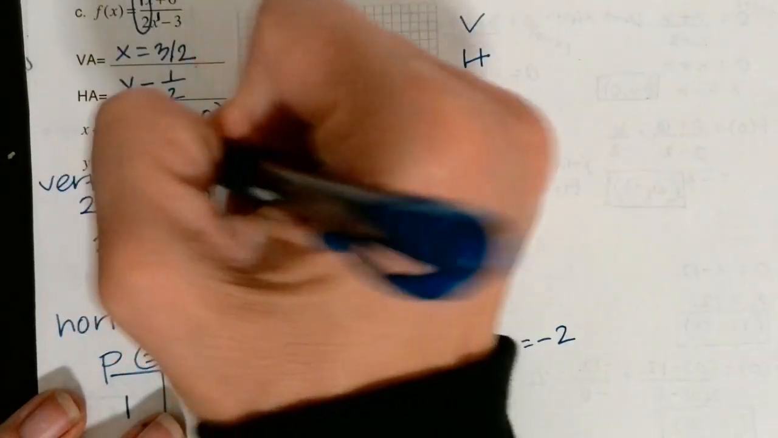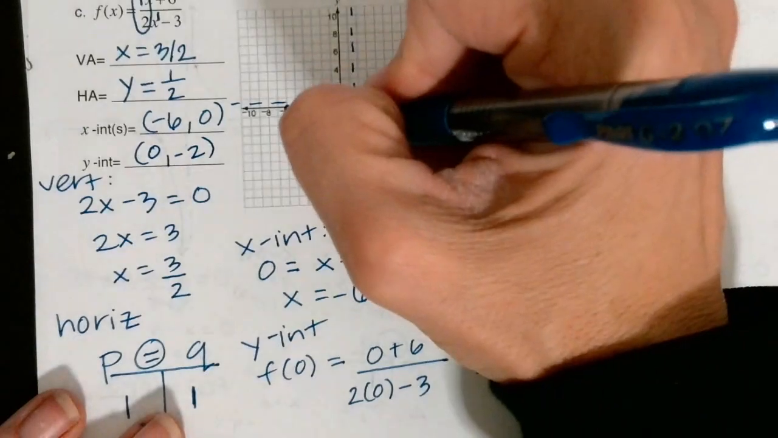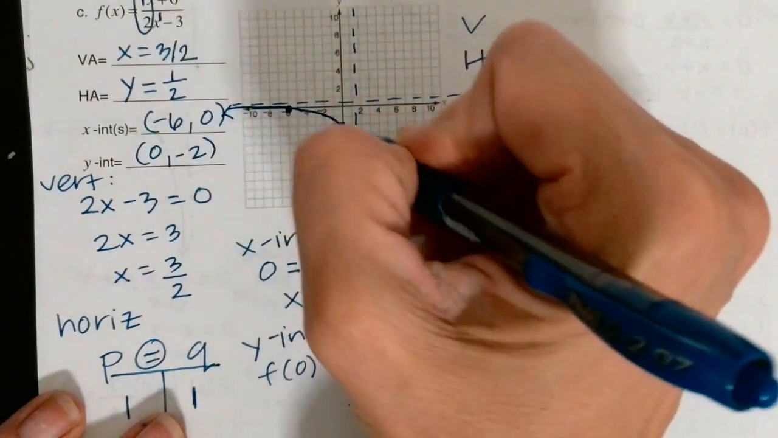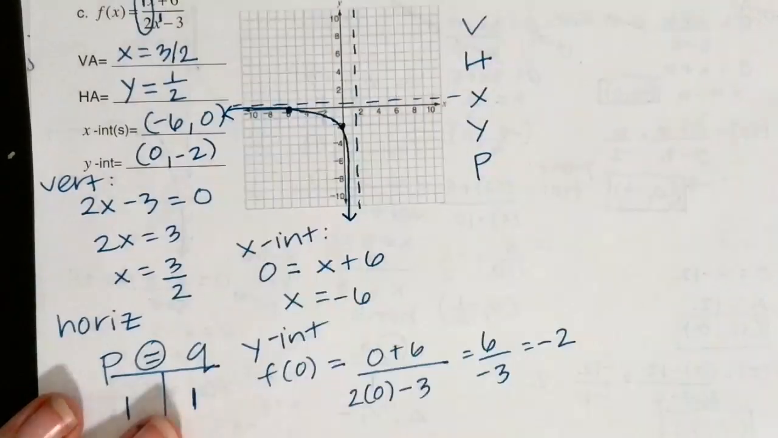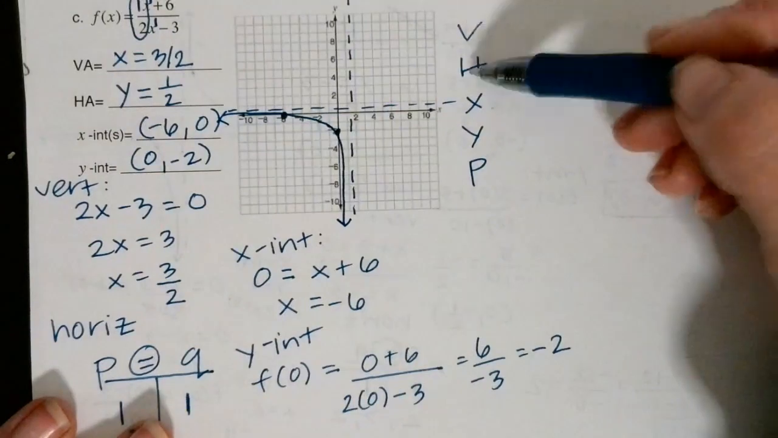Yes, I'm going fast, but the cool thing is you can pause the video. Yay! Alright, there's 0, -2. I don't think I'm making my cutoff at 25 minutes, but I'm close. Alright, so there's that one. So I've done V, H, X, Y.